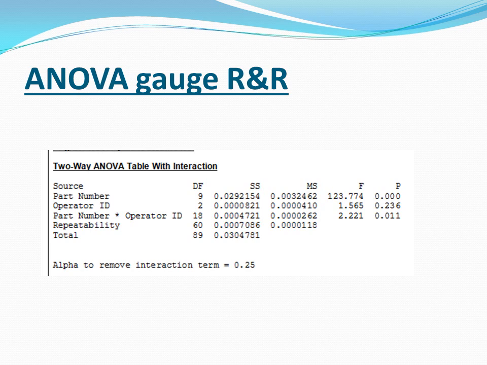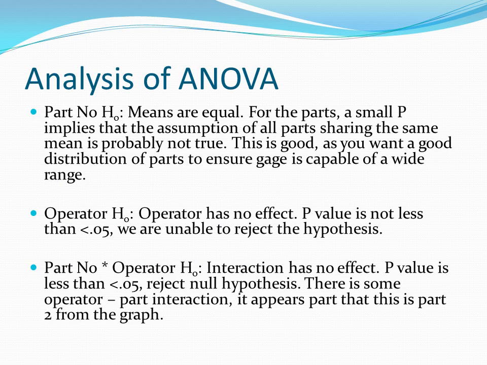Coming to the ANOVA gauge R&R, we can find that the degrees of freedom for part are 9 and the total is 89. Degrees of freedom can be obtained by 10 minus 1 equals 9, and the total is 90 minus 1, which is 89. Then the p-value for part number is 0.00, for operator ID it is 0.236, and for part number times operator ID it is 0.01. So we can analyze the ANOVA.